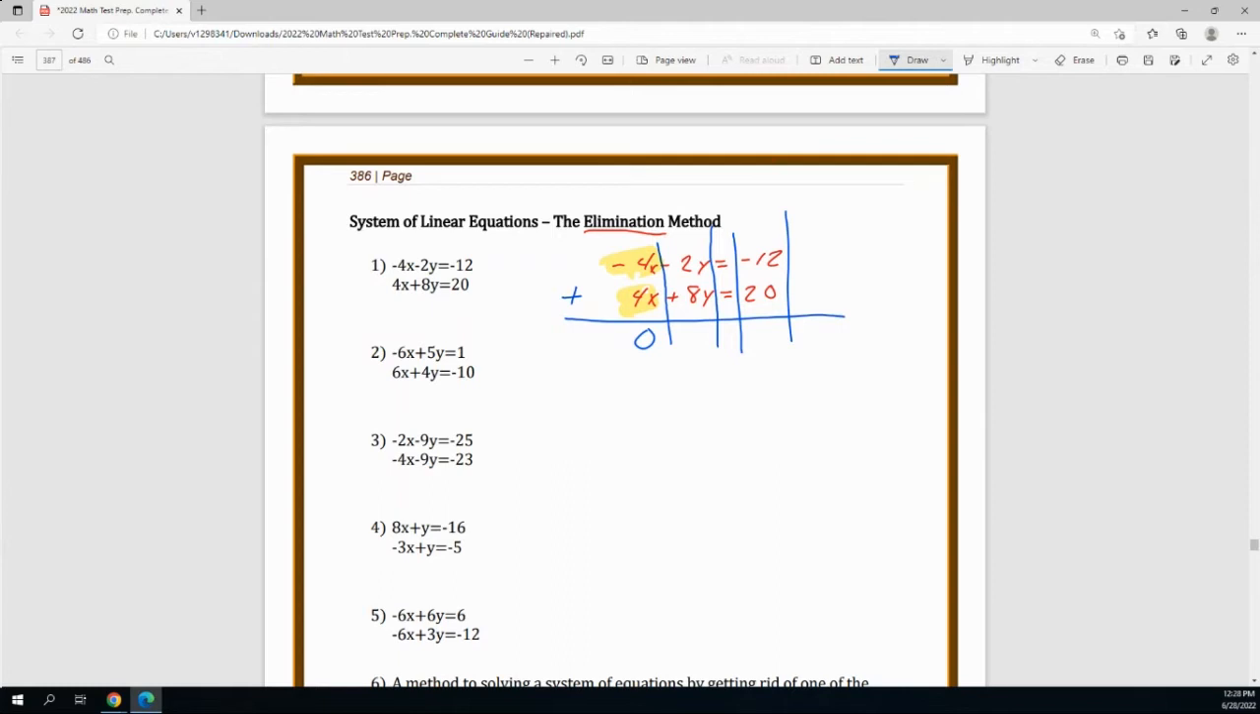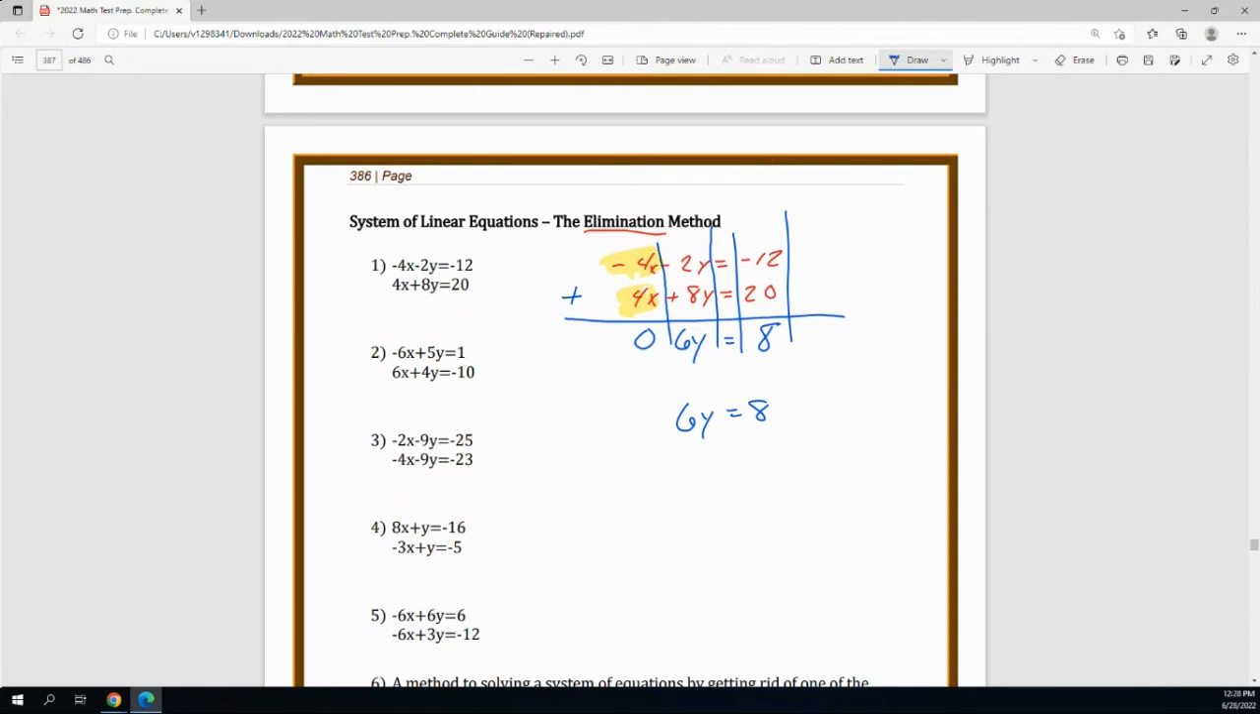But I still have other stuff. Look, I have a negative 2y and a positive 8y. Adding them together gives me a positive 6y, and I still have to add the rest of it. What I have left is a negative 12 and a 20, and if I add both of those, I get an 8. So now look at what I'm left with. I'm going to rewrite this. I'm left with 6y equals 8.